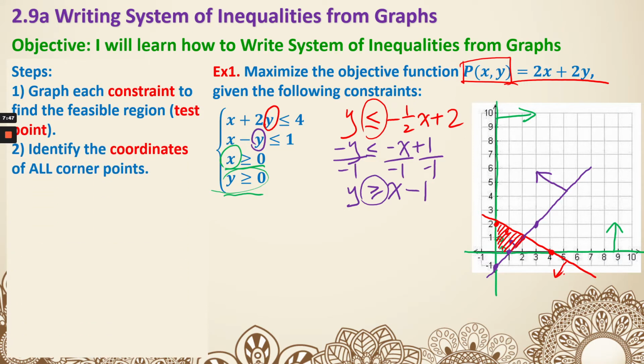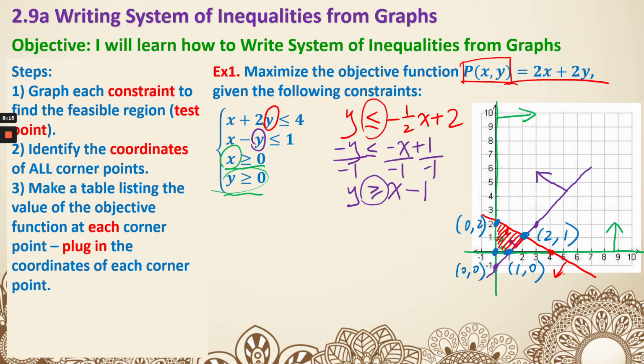Step 2, identify the coordinates of all corner points. So these are the corner points. We have a corner point right here, and that is talking about the corner points of the shaded region, the feasible region. So corner point, and corner point. These are the 4 points. I have a 0, 0 right here. I have a 0, 2 right here. I have a 1, 0 right here. And I have a 2, 1 right there.